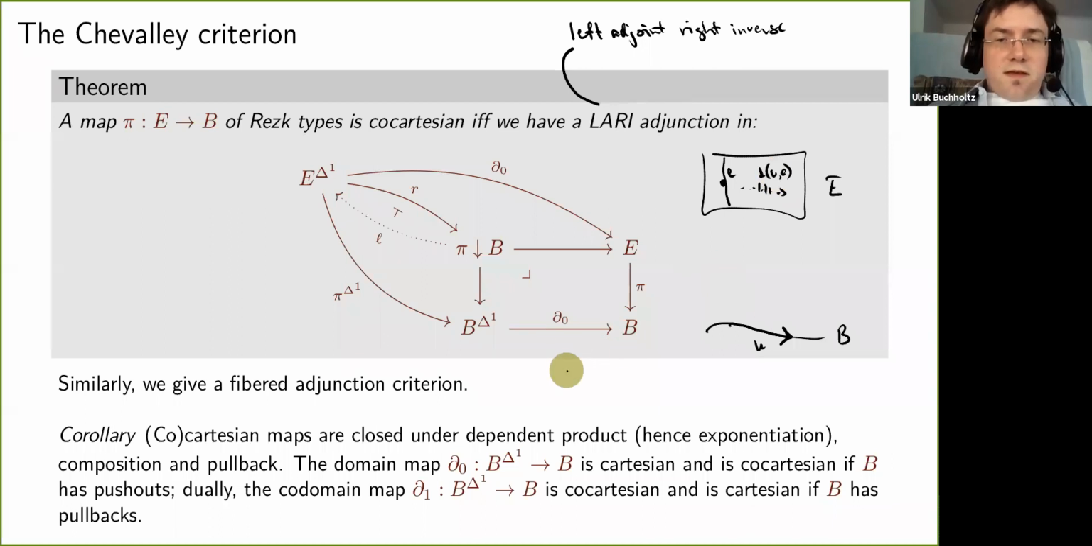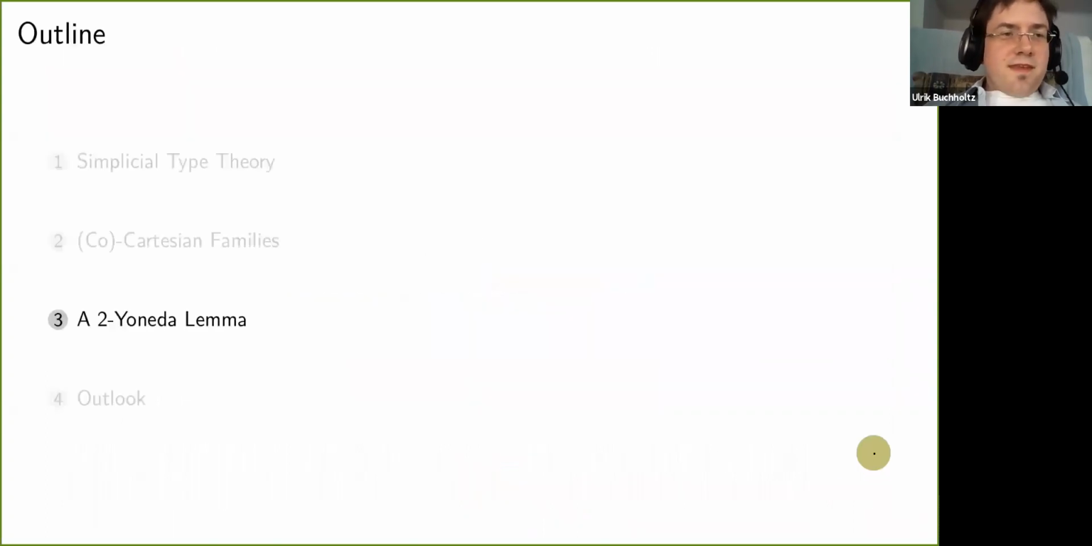Okay. Now, using a characterization like this, you get a lot of results following from it. You get closure under dependent product. So you get exponentiation, you get composition, closure under pullback. We can also prove that the domain map is always Cartesian with Cartesian lifts given by composition, and it's co-Cartesian if B has pushouts, and the codomain map is co-Cartesian, and it's Cartesian if B has pullbacks. So this kind of thing you expect to happen, this all happens. Okay. That's all I'm going to say today because we're going to get to the two Yoneda lemma.